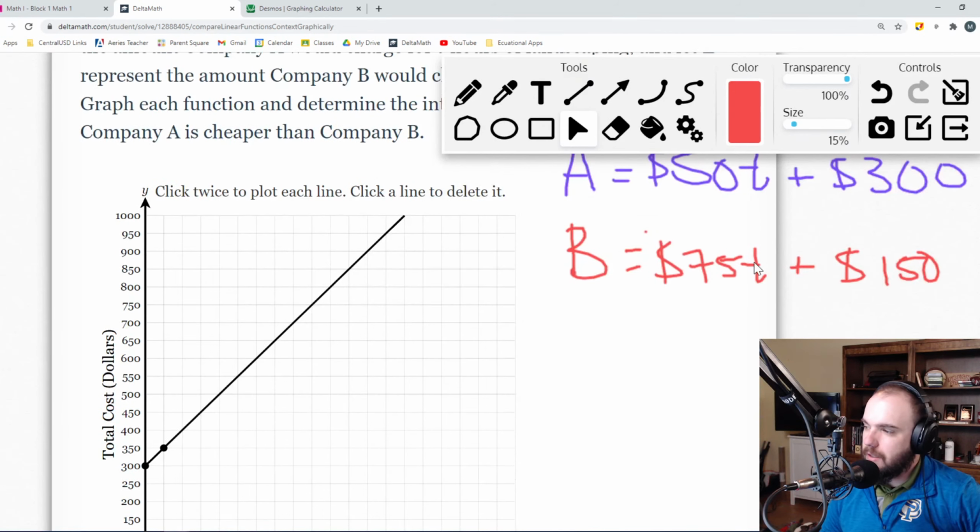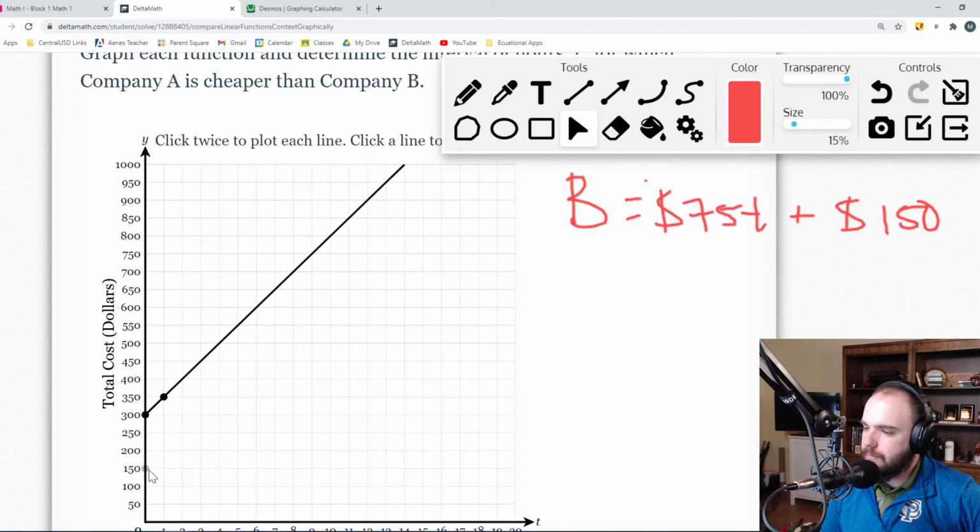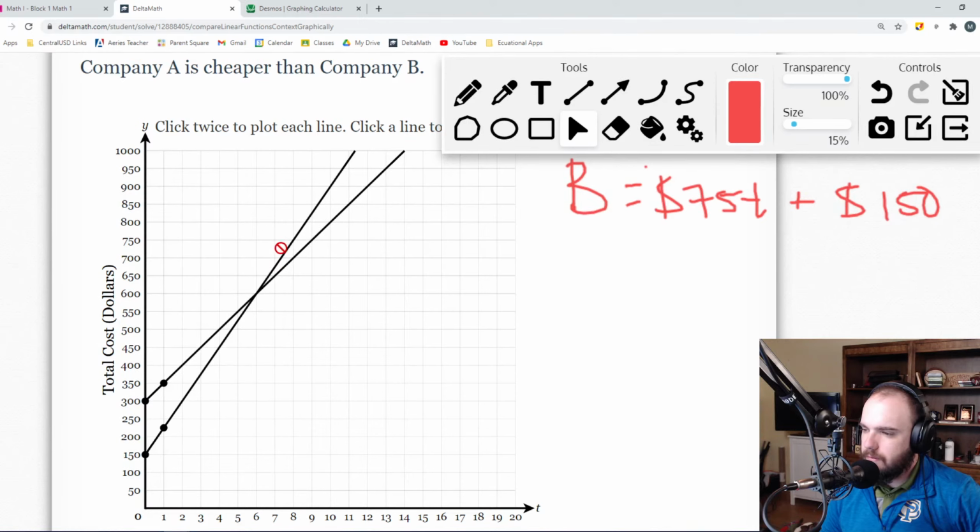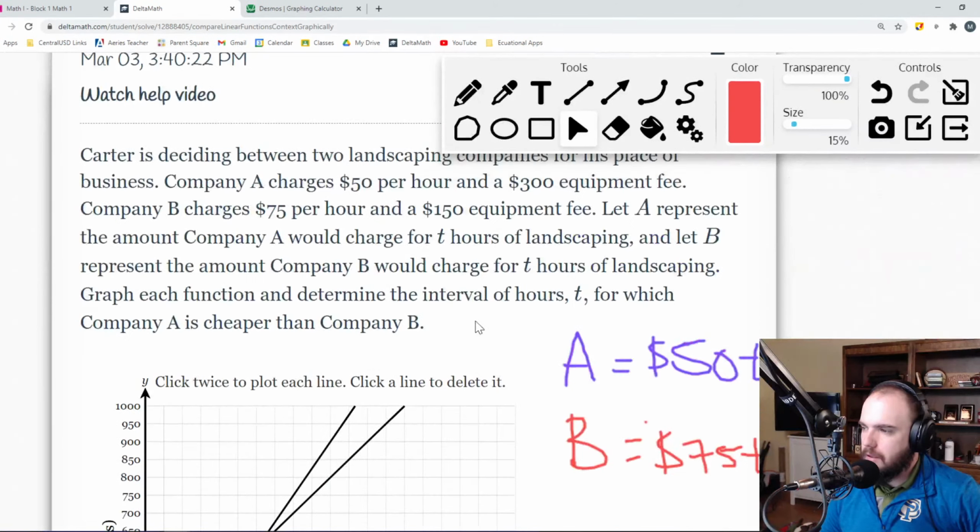Then for line B, we're starting at 150. And now for every 1 we go across, we need to go up 75, right? So we're going up, there's 50, 1 little more, and that's going to be 75. So here are our 2 graphs, right? Now what we need to do is read the question, right?